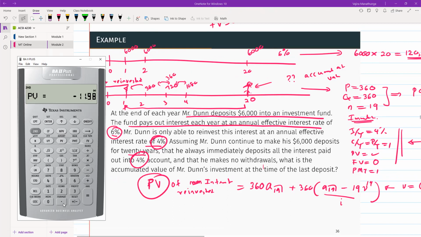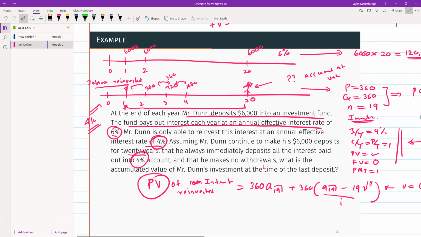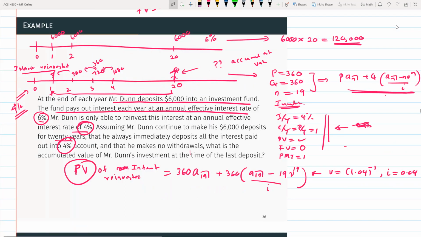Let me press second. Let me put the 4 for I/Y. Payment is 1, compounding is 1. Then N is 19. 1 is for payment, 0 for future value. We are computing the present value. So it's 13.13. So A19 is 13.13.